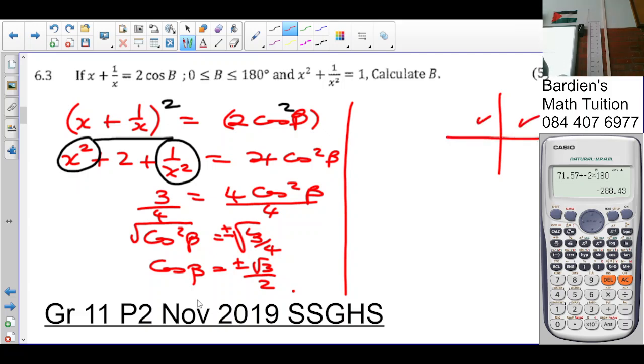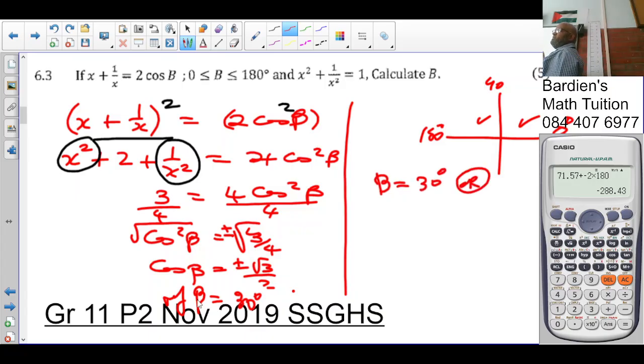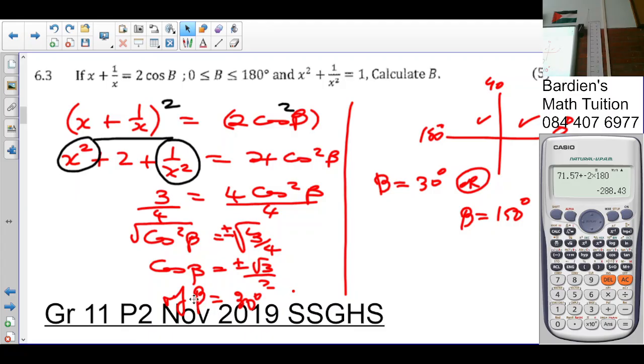So second, it could be because beta is greater than 0 but less than 180. So it's either in the first or second quadrant, not so. So my reference angle is going to be 30 degrees. So in quadrant 1, beta is equal to 30 degrees, or in quadrant 2, what will it be? 180 minus 30, which is 150 degrees. Okay. So that is worth 5 marks.